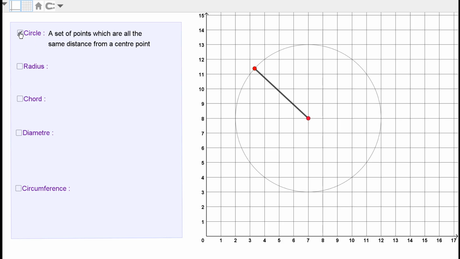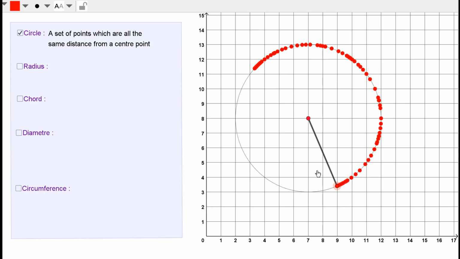So a circle in maths is a set of points which are all the same distance from a center point. So here I have my center point, and I'm going to look at all the points that are the same distance from that center point. So I've chosen my distance here, and let's look at all the points that are that distance away from the center. Can you see what happens when you look at all those points? What are we making? We're making a circle. So that's how we define a circle in maths.